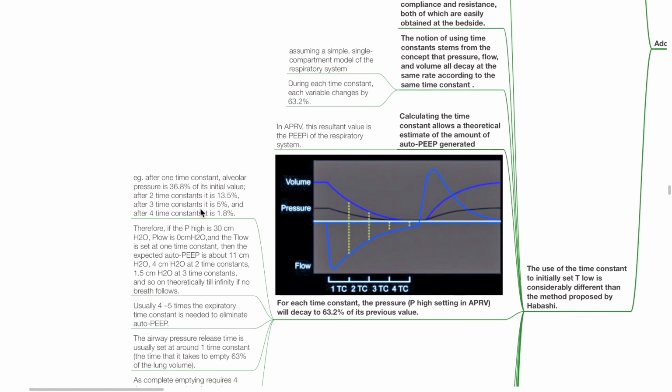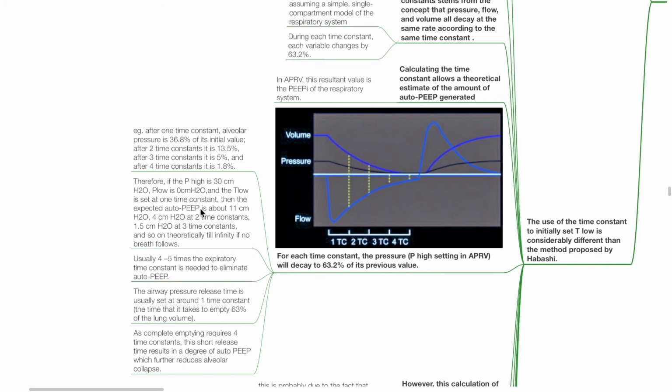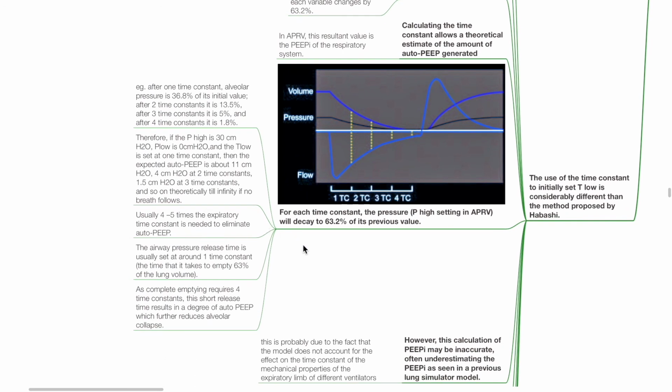Calculating the time constant allows a theoretical estimate of the amount of auto-PEEP generated. In APRV, this resultant value is the intrinsic PEEP of the respiratory system. For each time constant, the pressure, which is the P high setting in APRV, will decay to 63.2% of its previous value. For example, after one time constant, alveolar pressure is 36.8% of its initial value. After two time constants, it is 13.5%. After three time constants, it is 5%. And after four time constants, it is 1.8%.